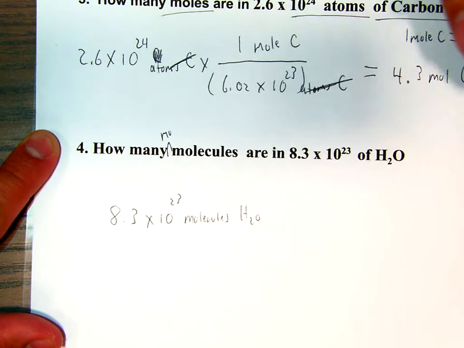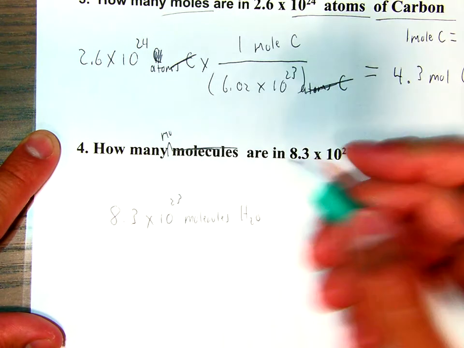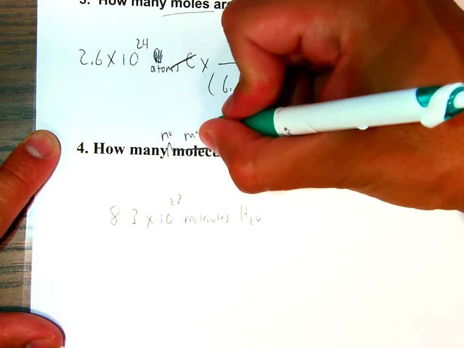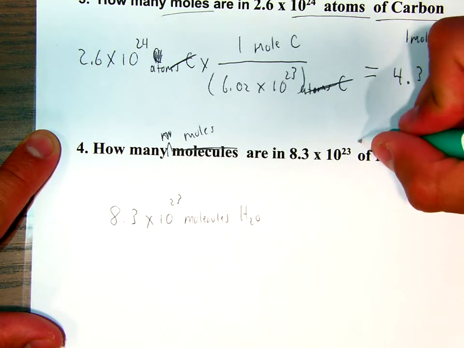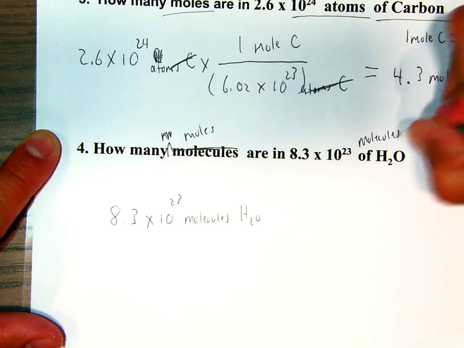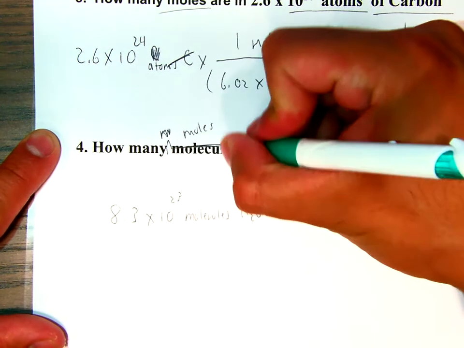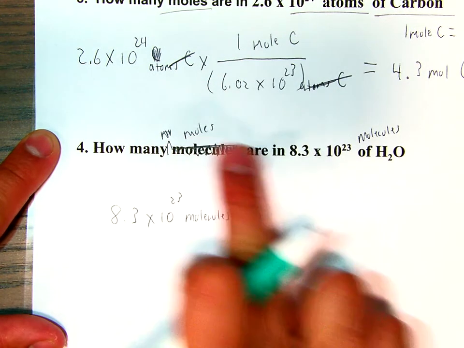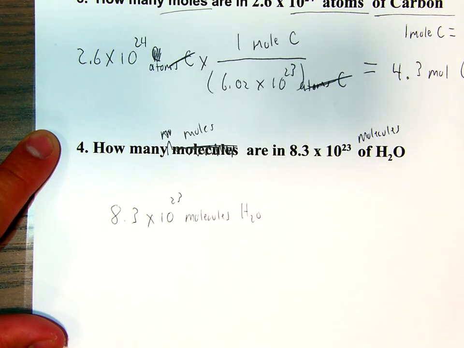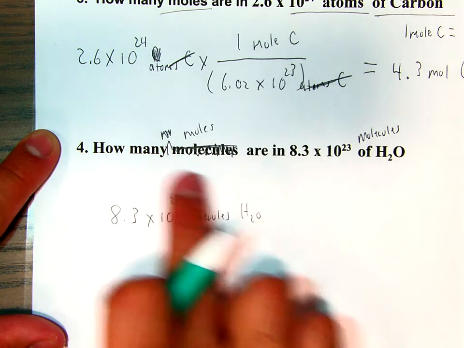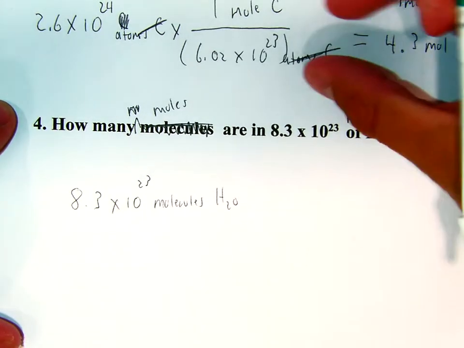I want to convert this. This should be how many molecules are, actually let me fix this problem quickly. It should be how many moles are in this many molecules of H2O. I'll try to have that fixed for you on your worksheet there. Okay, so we're trying to figure out how many moles are in 8.3 times 10 to the 23rd molecules of H2O. Well, so this is what I'm starting with, right? And I'm just going to go ahead and do the same thing that I did up here.